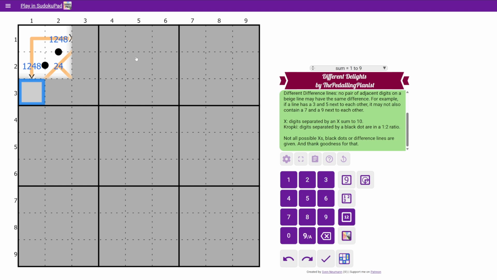So this can be 9, 8, 6, or 2. This can be 9, 8, 6, or 2.